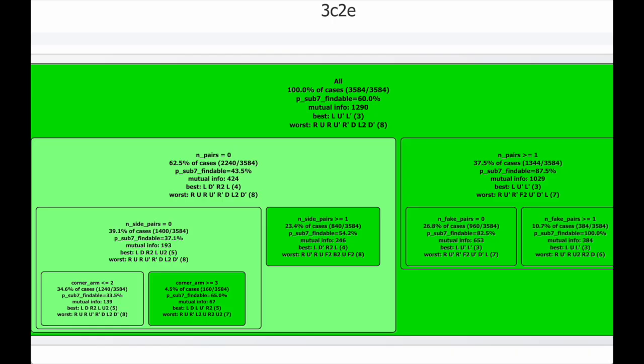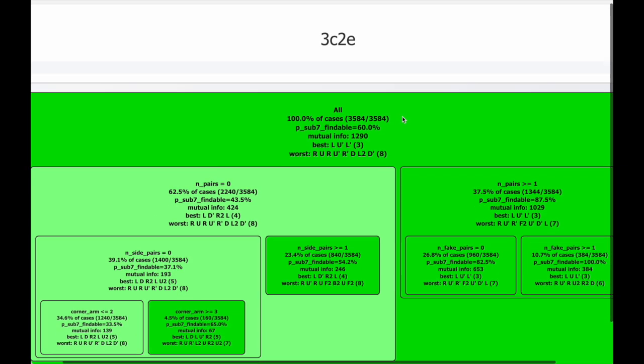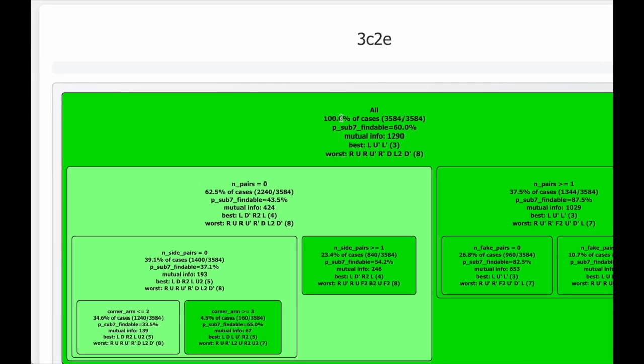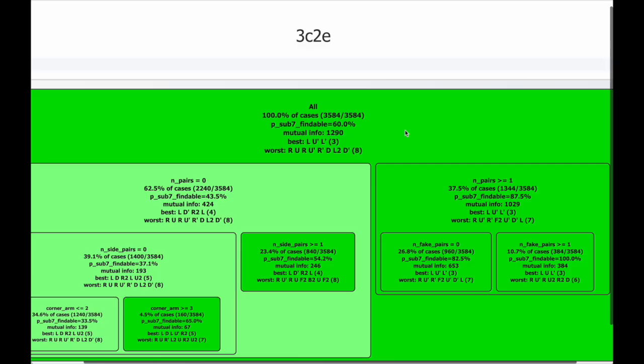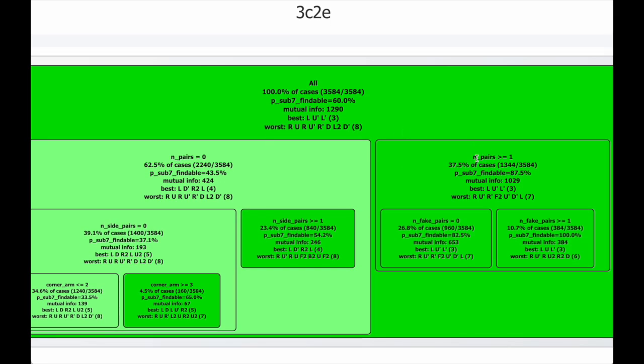Let's look at some of the other cases. Here's the 3C2E, 100% of cases. Overall, there's 60% of finding; can we improve on that? Well, if we restrict ourselves to things that have at least 1 pair, then we can get the probability up to over 80%. But actually, the mutual information drops here, so 1,200 to 1,000.